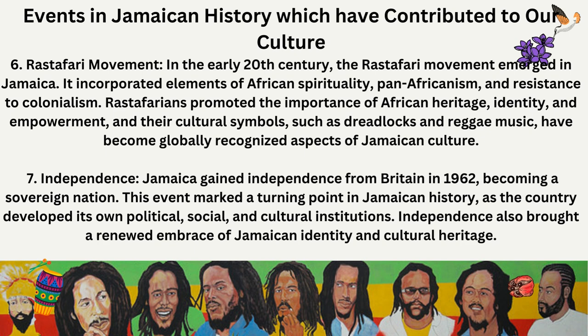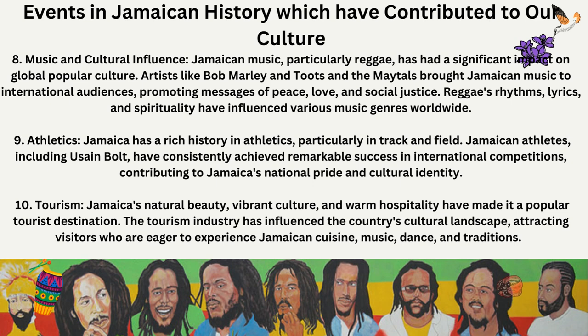Number 7. Independence. Jamaica gained independence from Britain in 1962, becoming a sovereign nation. This event marked a turning point in Jamaican history as the country developed its own political, social, and cultural institutions. Independence also brought a renewed embrace of Jamaican identity and cultural heritage.